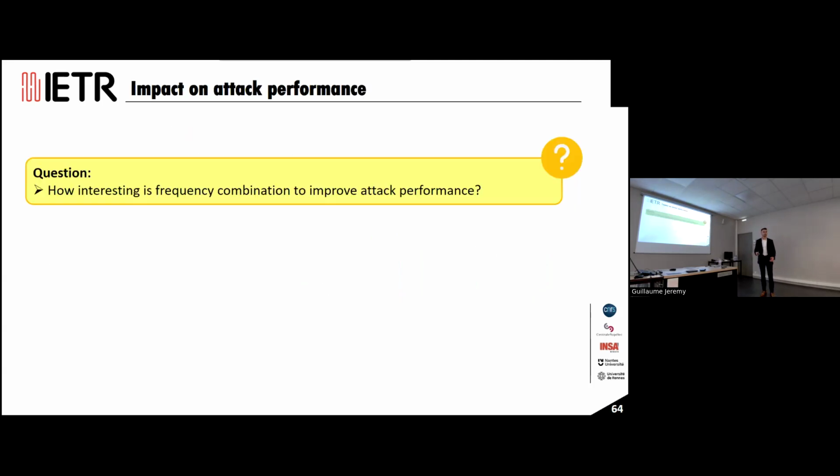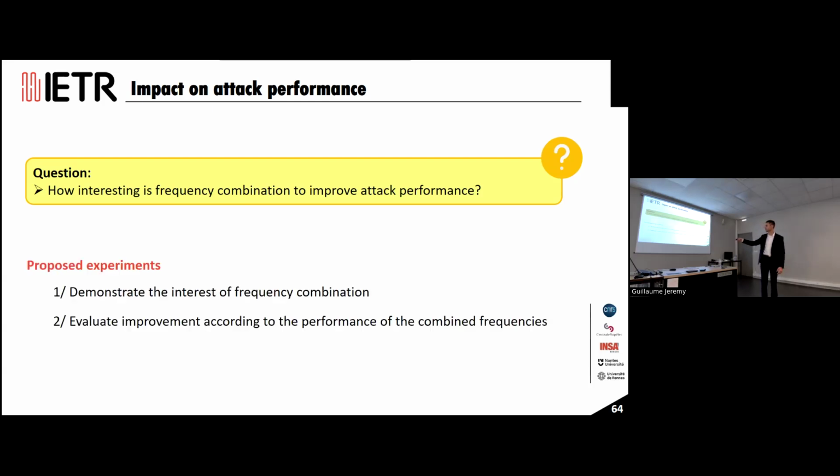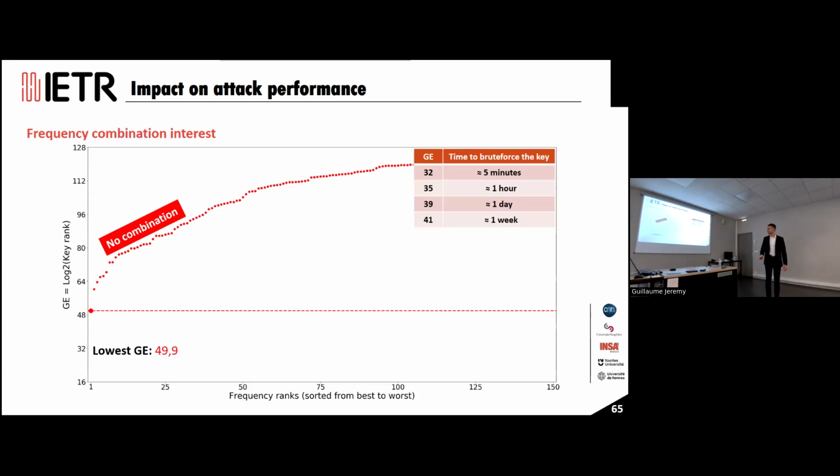So then the question is, how interesting is it to combine multiple frequencies together? To do this, we'll first perform an experiment where we demonstrate the interest of combining multiple frequencies together, and then we will evaluate the improvement of the frequency combination according to the performance of the frequencies that we combine together. So in the first experiment, we take our 150 frequencies and we rank them from the best one, so the one with the lowest Gaussian entropy, to the worst one.